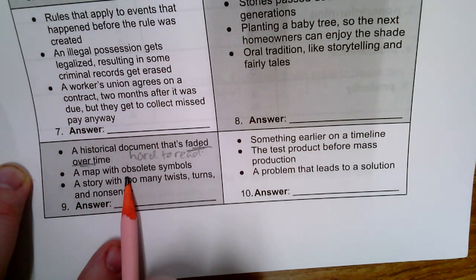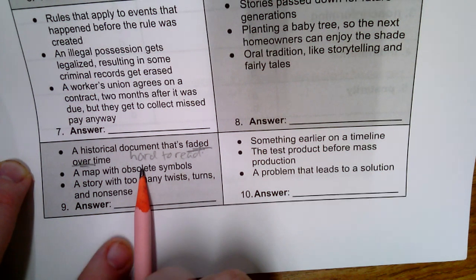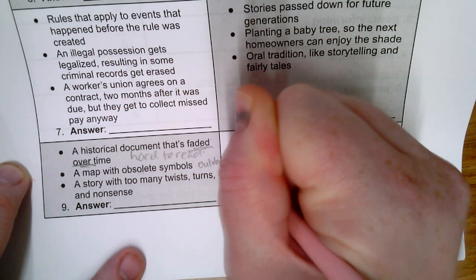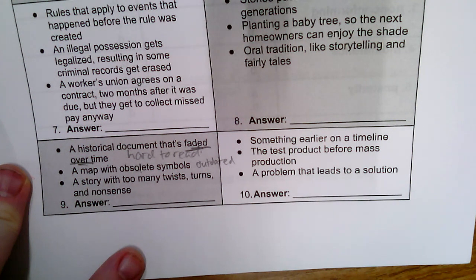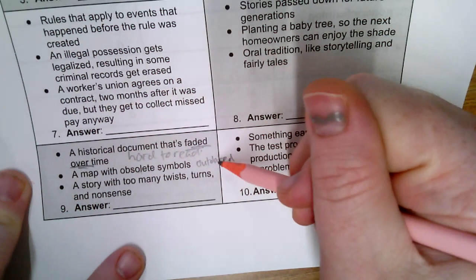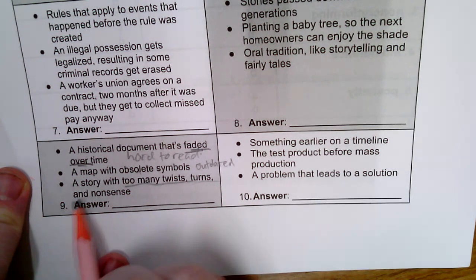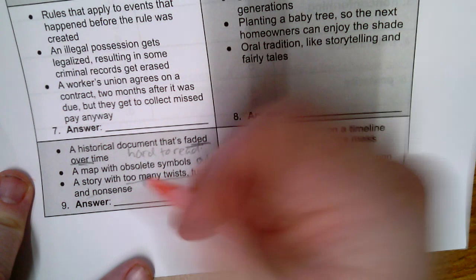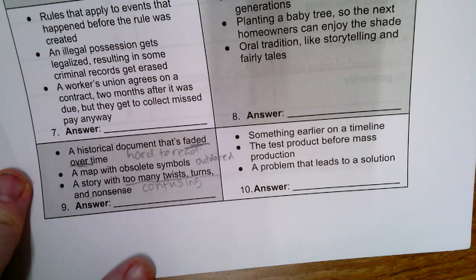A map with obsolete symbols. Well, we just did obsolete for number 6. So I know that number 9 is not obsolete. But obsolete would be like outdated, right? If the symbols on the map are outdated, it's probably hard for us to make sense of what that map is showing us. So again, we've got hard to read, we've got maybe doesn't make a lot of sense. And then the last one, a story with too many twists, turns, and nonsense. I think about this, like if a story keeps going in all these different directions, it might also be hard to understand or confusing.